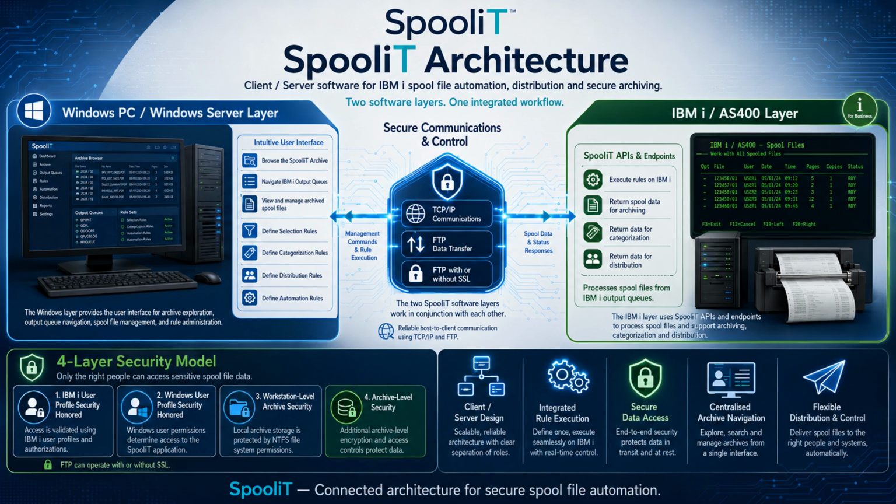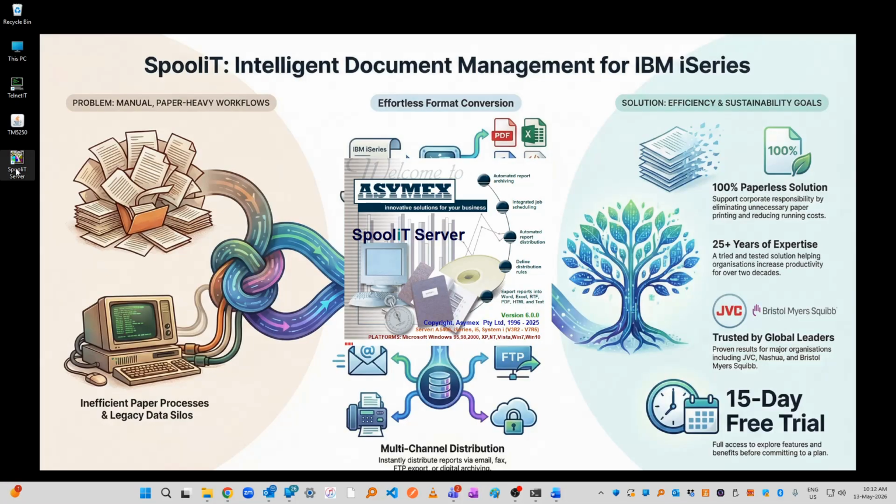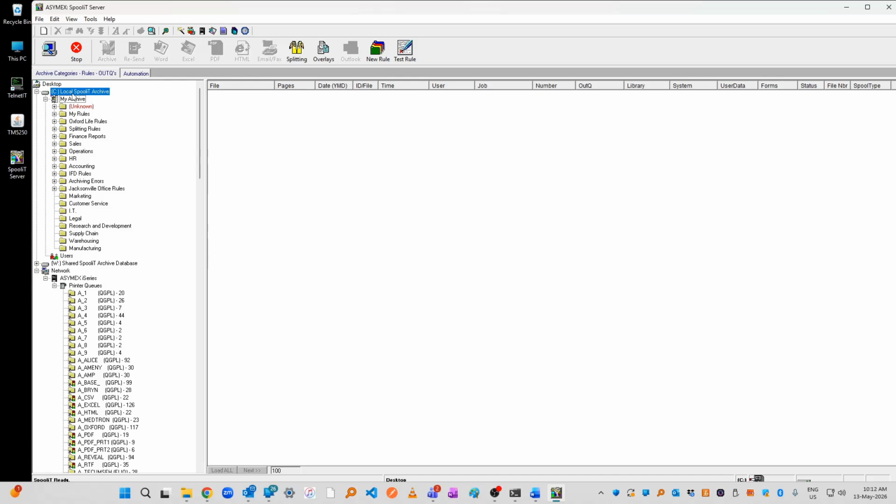We will start by explaining the SpooliT architecture. Let's start by double-clicking on the SpooliT server icon from the desktop. SpooliT is client-server software. There's a component that's installed on your Windows PC or Windows Server, and a component that's installed on your IBM I Series or AS400. The two SpooliT software layers work in conjunction with each other.